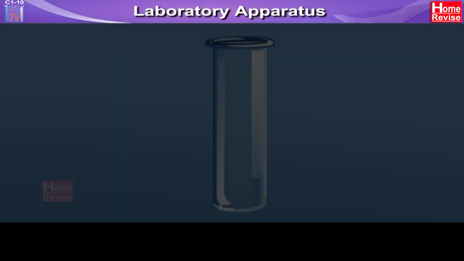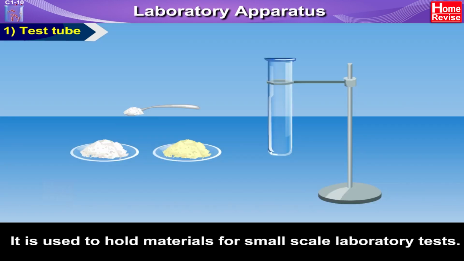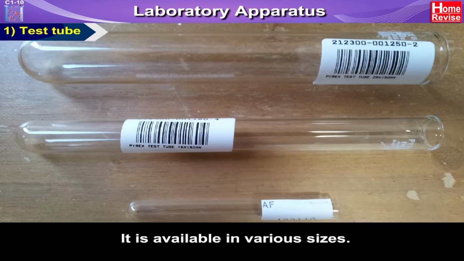Laboratory apparatus. 1. Test tube. A test tube is a thin glass tube with an open top and a rounded U-shaped bottom. It is used to hold materials for small-scale laboratory tests. It is available in various sizes.